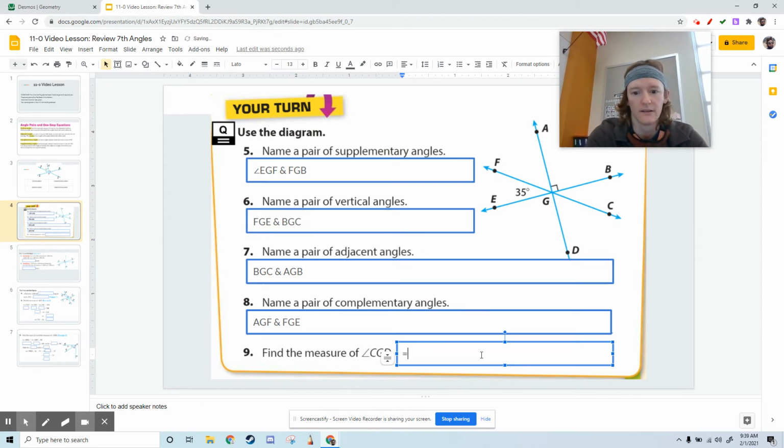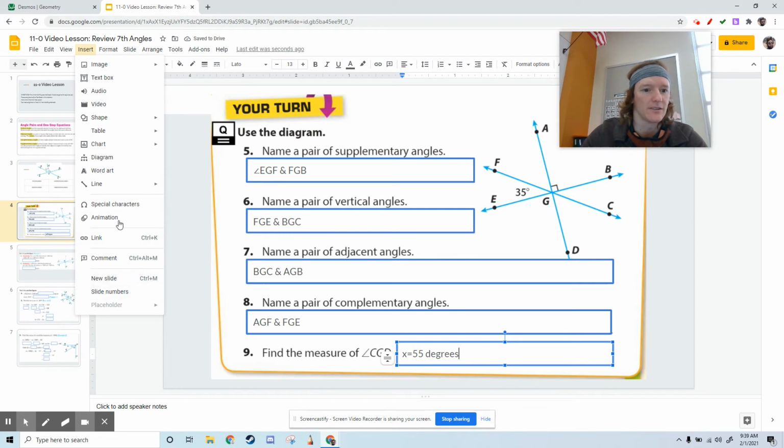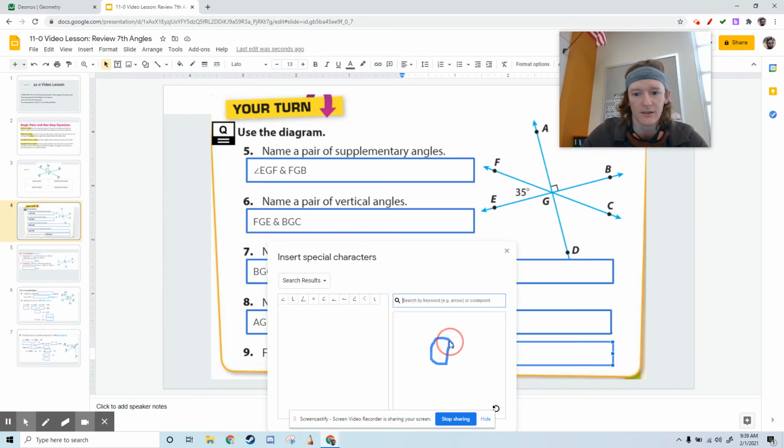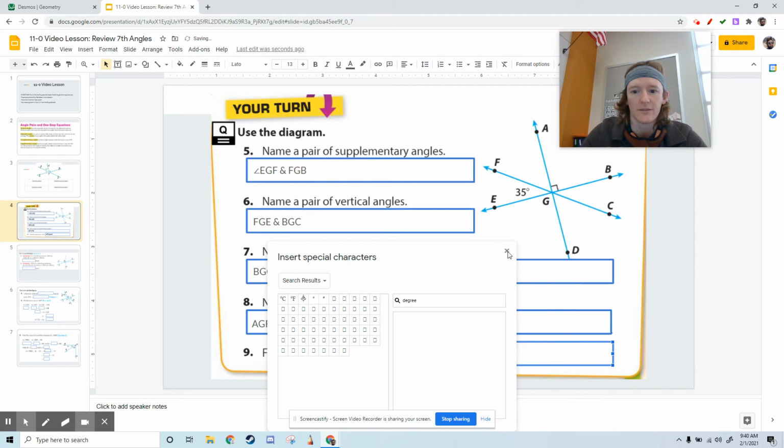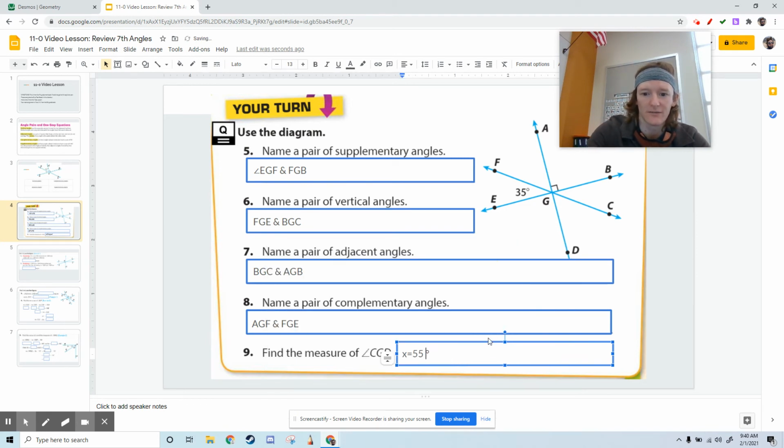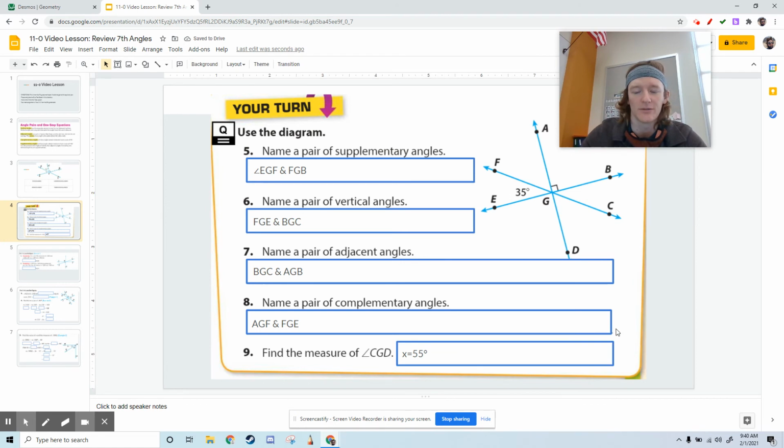X equals 55 degrees. And again, if you want that special character for the degree symbol, you can go to special characters, draw a circle, and it'll be, let me see, digit 0. Or we can search for degree. How about that? There it is. So we can type in the word as well. So then we'll close that. I have the word degrees. Let's get rid of that. 55 degrees. Or you can just type the word degrees. Next one. So those are those. We go to the next one.